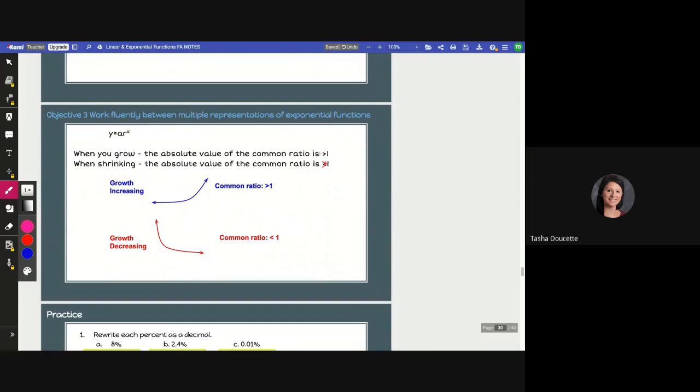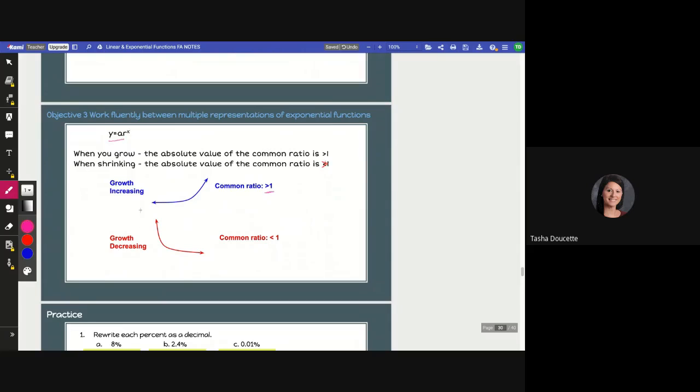More on this again. We have our parent function. So when it's growing, we have this growth increase. That means the absolute value of the common ratio is greater than 1. So it's going from the left at below, and it's moving up in like a slide form to the right. It's going up to the right.